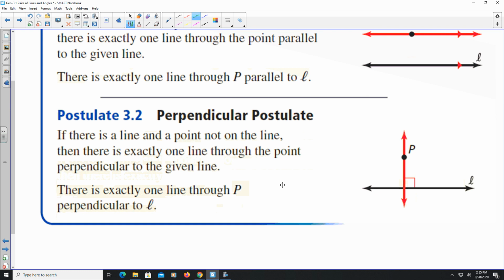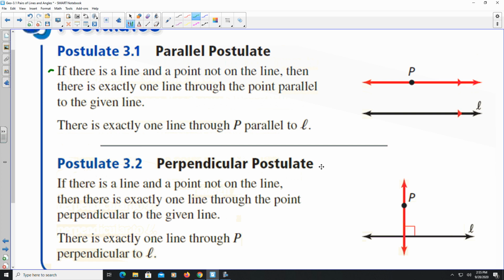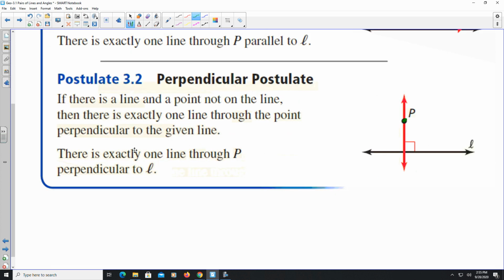Next is the perpendicular postulate. It's the same idea. It says if there is a line and a point not on a line, then there's exactly one line through the point perpendicular to the given line. There's exactly one line through P perpendicular to L. So you could say that for any point P, there's one particular line that's perpendicular and also one that's parallel.